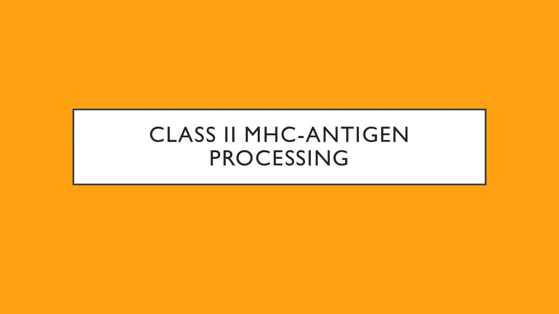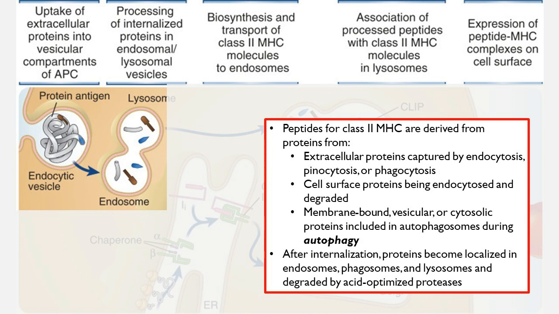Now, onwards to Class 2 MHC antigen processing. Most Class 2 MHC-associated peptides are derived from protein antigens that are digested in the endosomes and lysosomes in APCs. And this could happen through a variety of processes like endocytosis, pinocytosis, phagocytosis, and other similar processes.